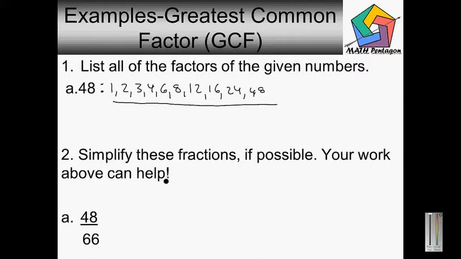Let's say the greatest common factor between 48 and 66 would be 6. So I'm going to divide both sides of the fraction by 6. We have 48 divided by 6 is 8, and 66 divided by 6 is 11. So our final answer would be 8 over 11, and it cannot be simplified anymore, so this is the final answer.